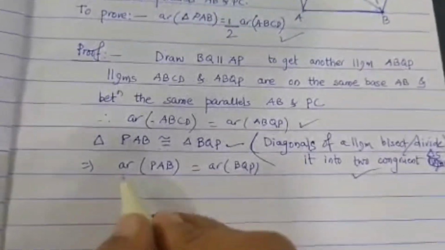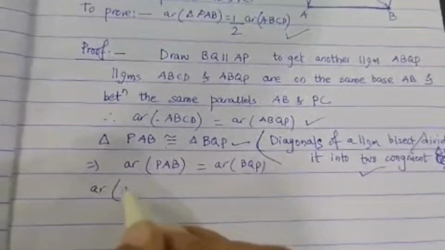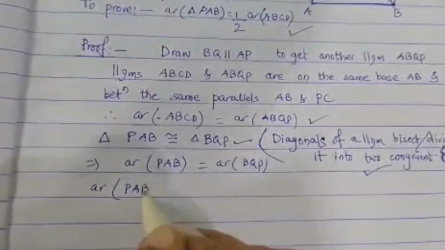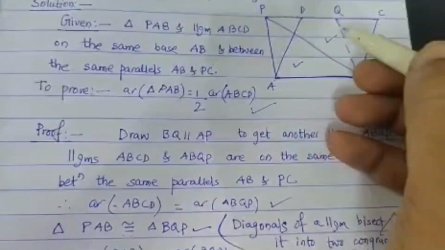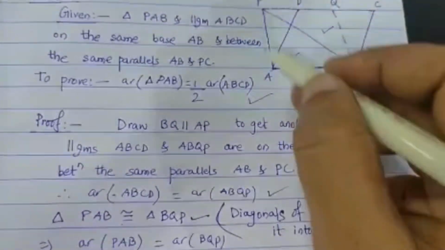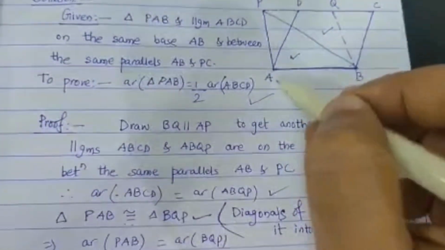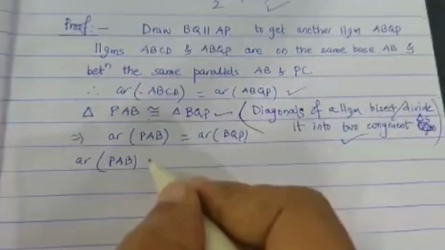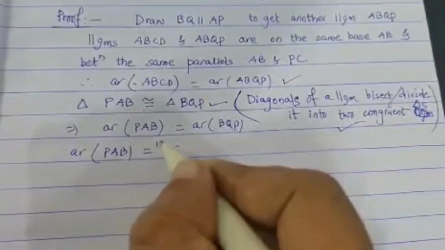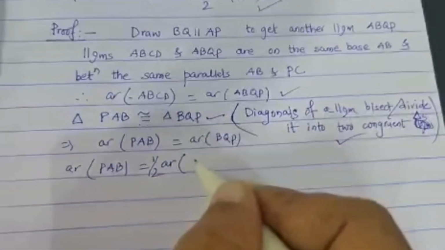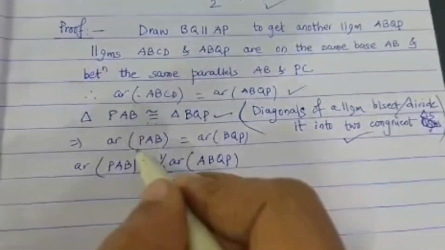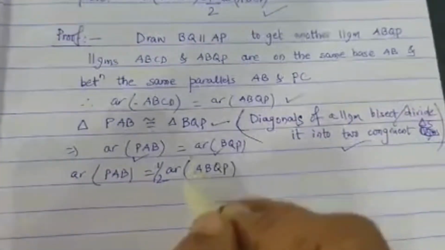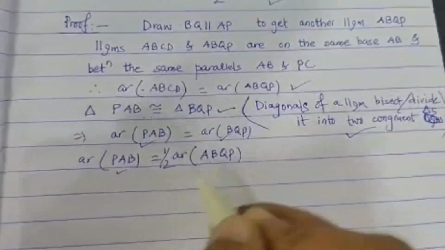Now, this means area PAB, and these two areas are equal. This area and this area are equal. That means this area is half of this parallelogram ABQP. So area PAB is equal to half of area ABQP. We can understand these two are equal and this whole is ABQP, so this will be half of this.